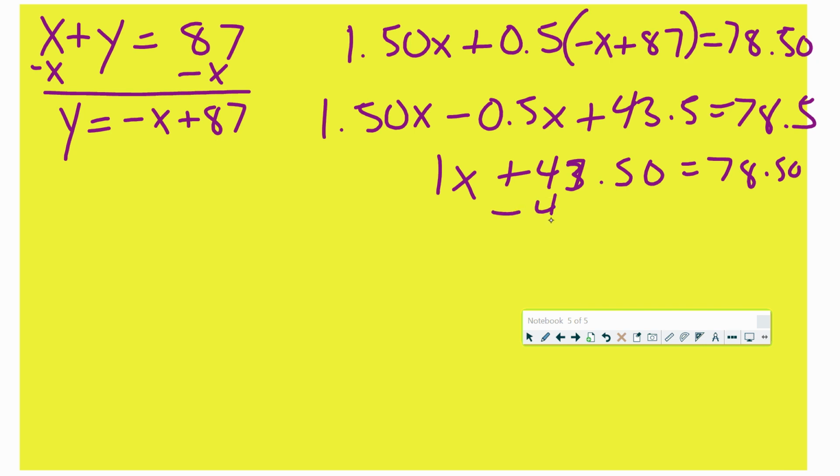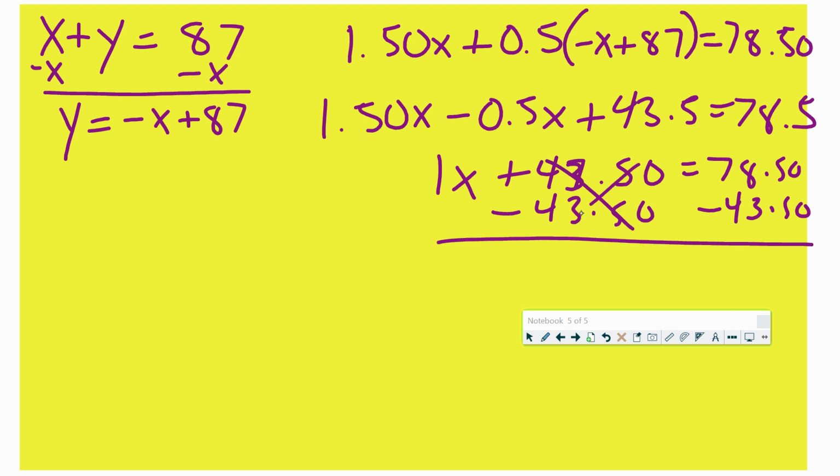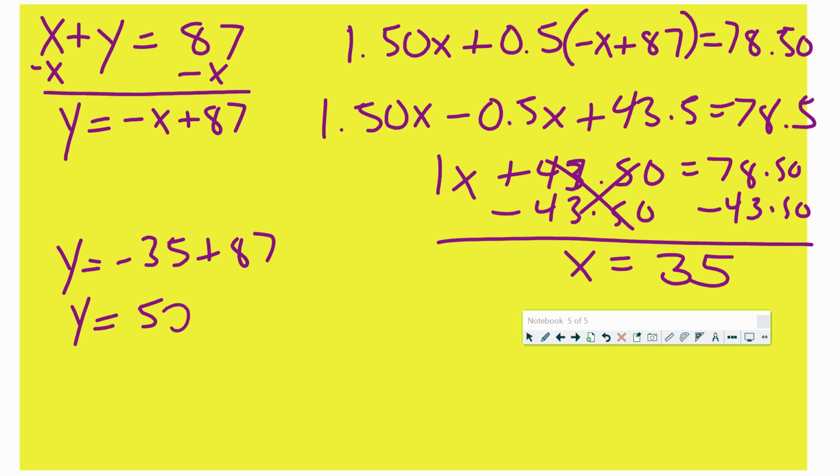So then I subtract 43.50 from both sides. So I get x equals 35. Okay. So then I plug it back in. I'm going to use my y equals negative x plus 87 equation. So I'm going to do y equals the opposite of 35 plus 87 to get 52. So my ordered pair is 35, comma 52.